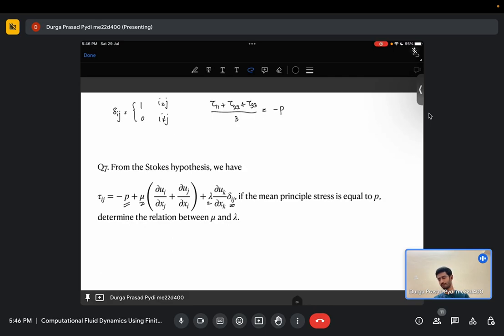So you essentially have to, using the tensor notation that we've discussed previously, come up with expressions for each of these terms, tau 1 1, 2 2 and 3 3, and then take an average of them and then equate it to minus p. So if you do that, p gets cancelled, and then you should be having some relation between mu and lambda.